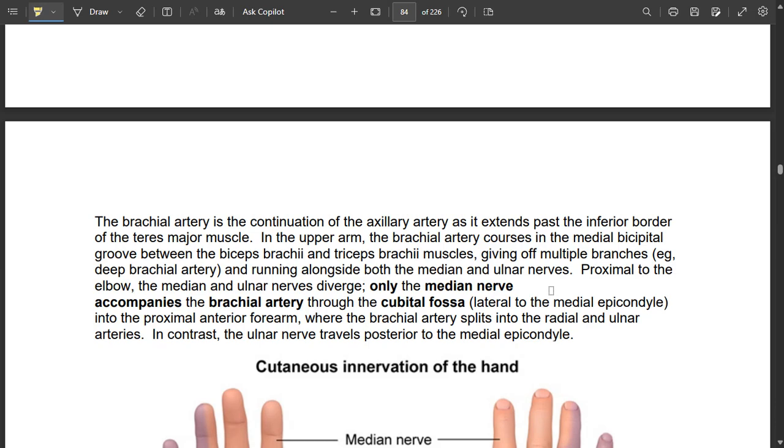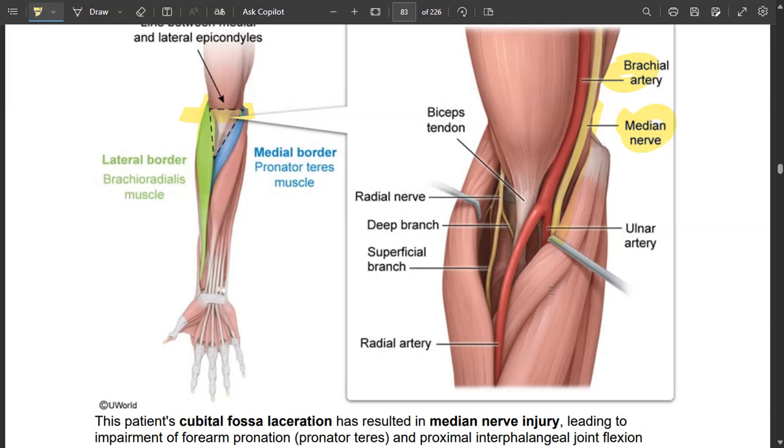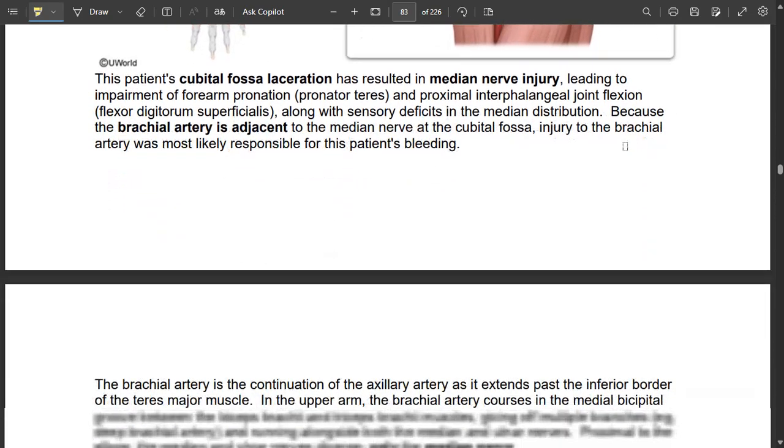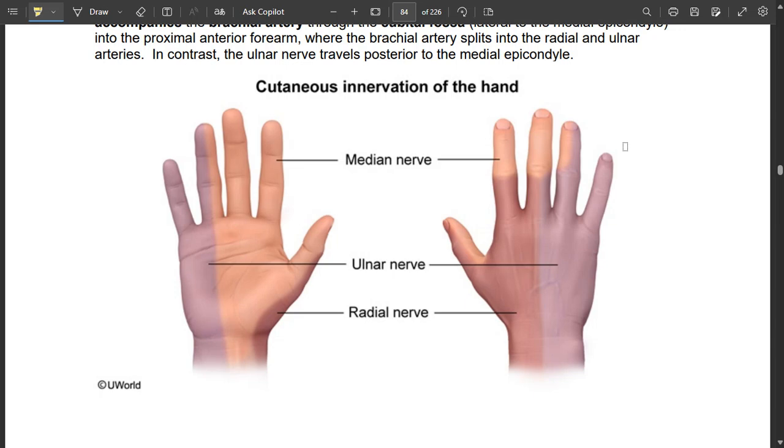Then it goes to the proximal anterior forearm, where the brachial artery splits into radial and ulnar arteries. In contrast, the ulnar artery travels posterior to the medial epicondyle. However, on the lateral side of the medial epicondyle run the brachial artery as well as the median nerve.